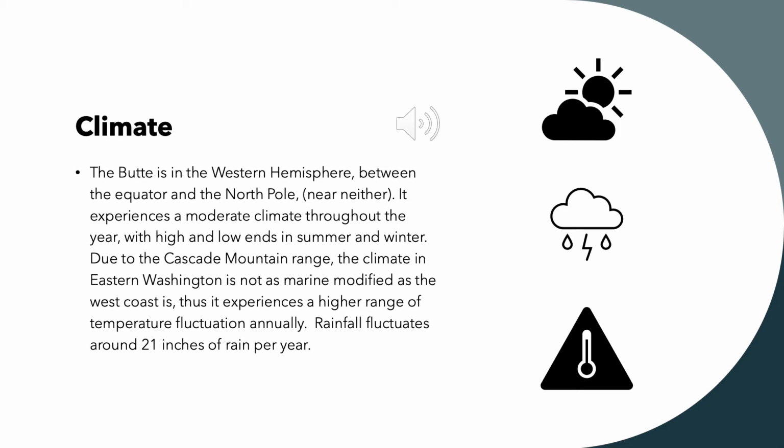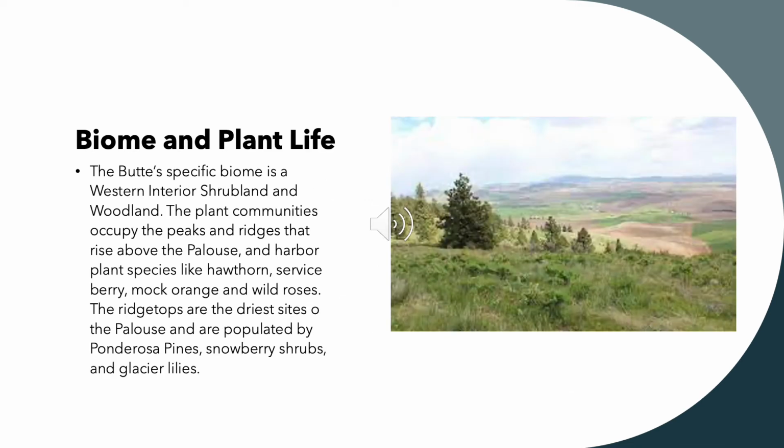Rainfall in eastern Washington comes to around 20 inches a year, while its westerly counterpart enjoys around 65 inches annually. Though the butte lacks the rainfall that the western part of the state has, the biome there still heavily supports plant life. It is classified as a western interior shrubland and woodland, and harbors plant species like hawthorn, serviceberry, mock orange, and wild roses. The butte itself harbors many diverse plant species.